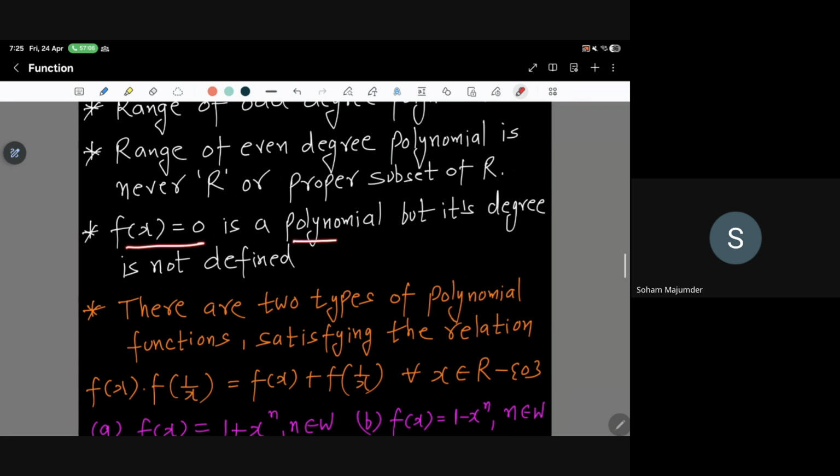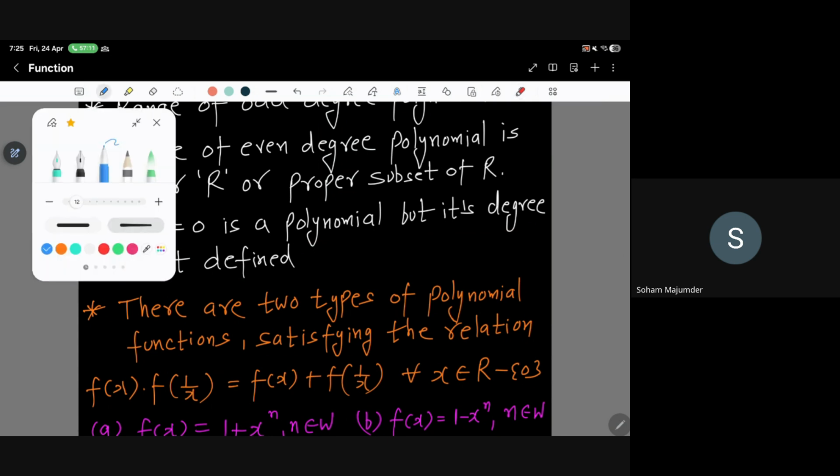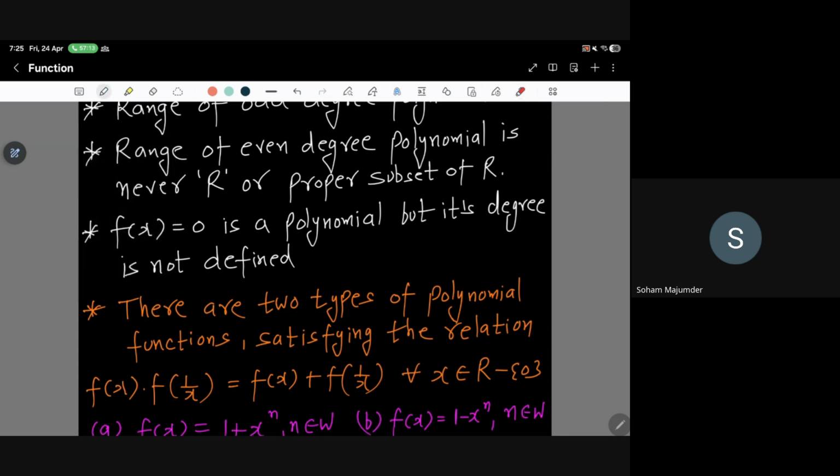f(x) equal to 0 is a polynomial, but its degree is not defined, right? So why is its degree not defined? This is part of your NCERT also.